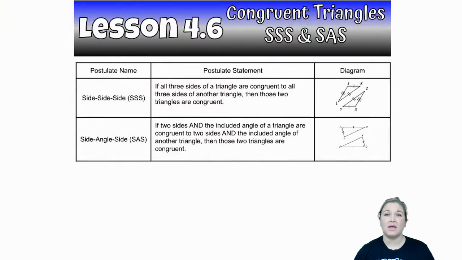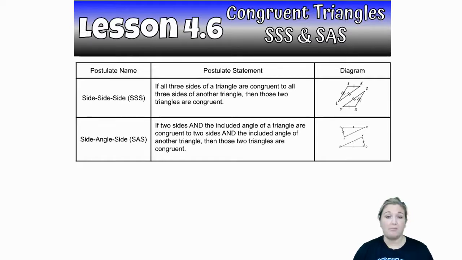Hey guys, in this couple of lessons, we're going to look at congruent triangles and how we can tell if two triangles are congruent or not. There are certain situations where, if some corresponding angles and sides of one triangle are congruent to the sides and angles of another triangle, then the two triangles are congruent. And that's what we're going to go through and prove.